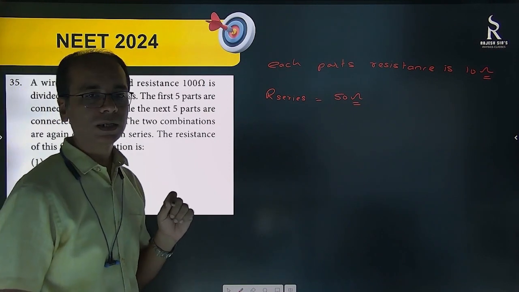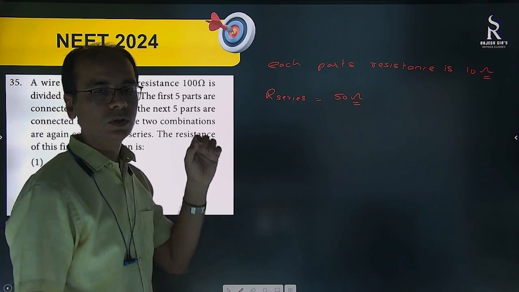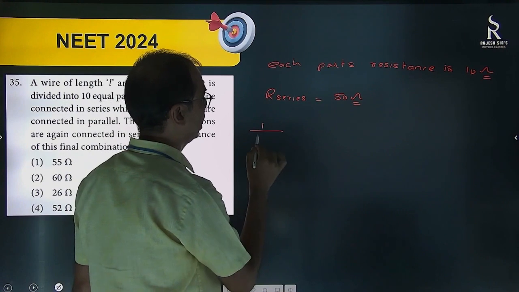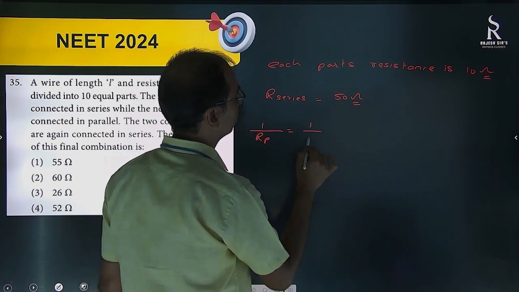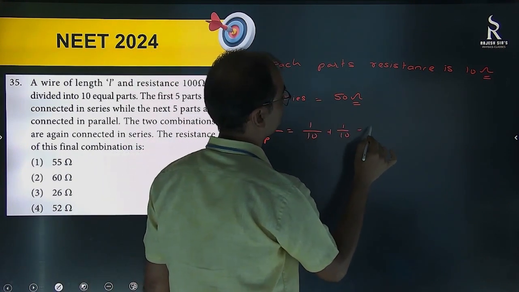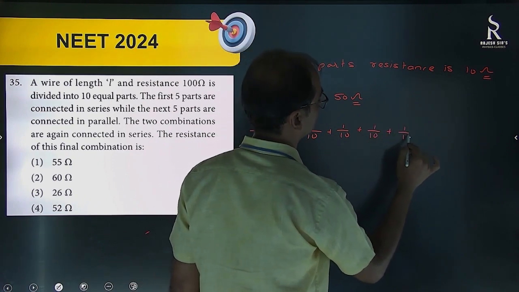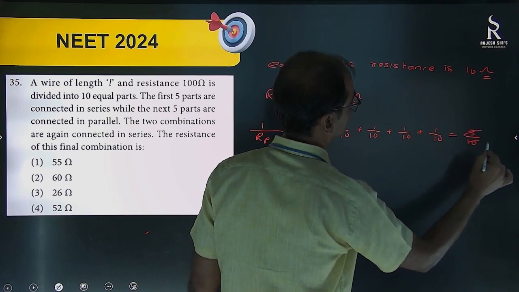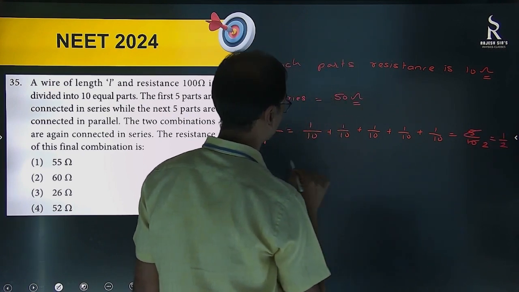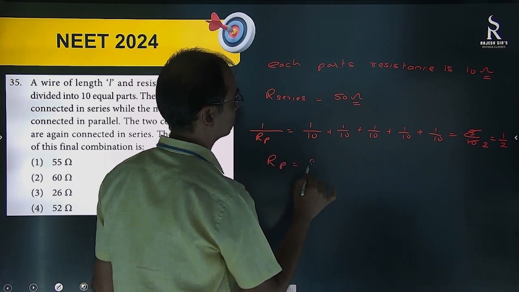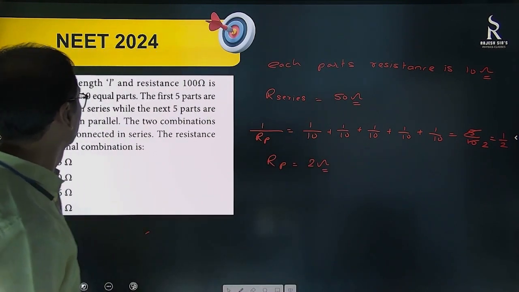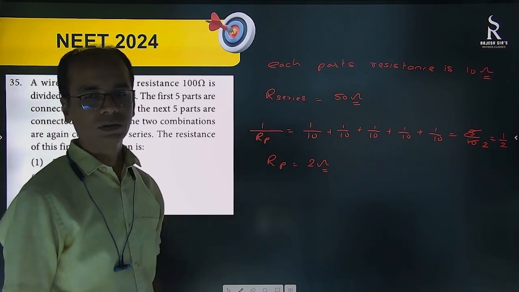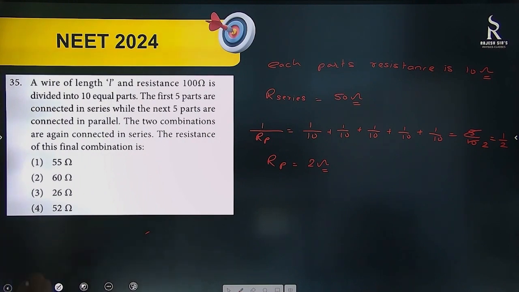So the next 5 parts are connected in parallel. Each one is of 10 ohm. So 1 by R parallel equals 1 by 10 plus 1 by 10 plus 1 by 10 plus 1 by 10 plus 1 by 10. That is 5 by 10, that is 1 by 2. So R parallel is 2. Then the two combinations are again connected in series. This and this you are connecting in series, so net resistance is 52. Very simple question.